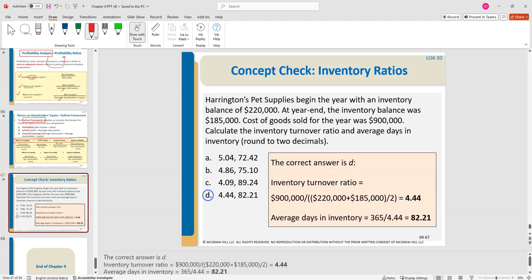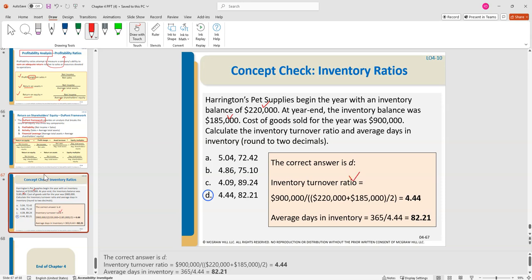So we have a company that begins the year with inventory of 220. At the end of the year, their balance was 185. Cost of goods sold was 900. Can you please calculate the inventory turnover ratio and average days in inventory?